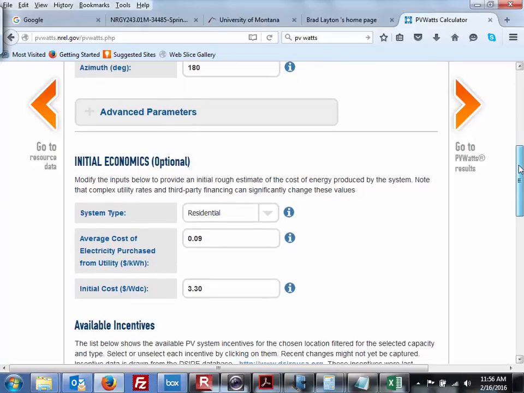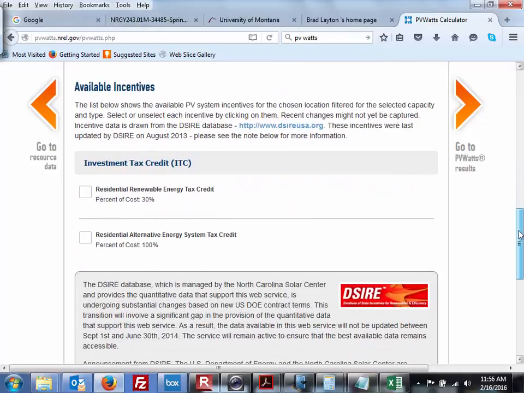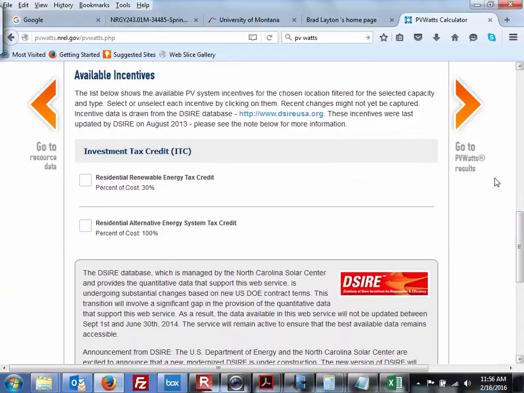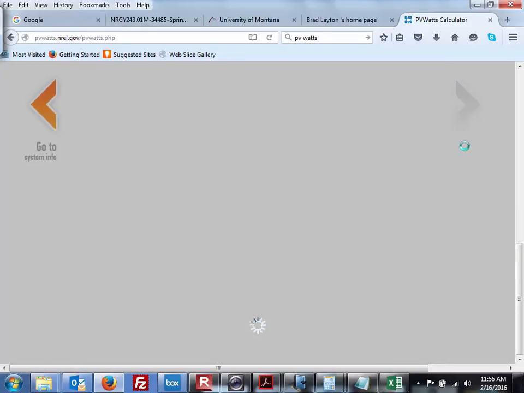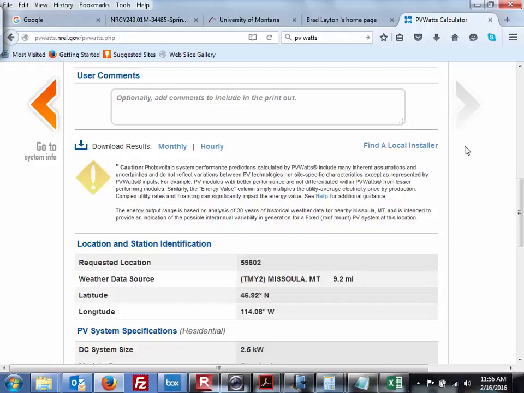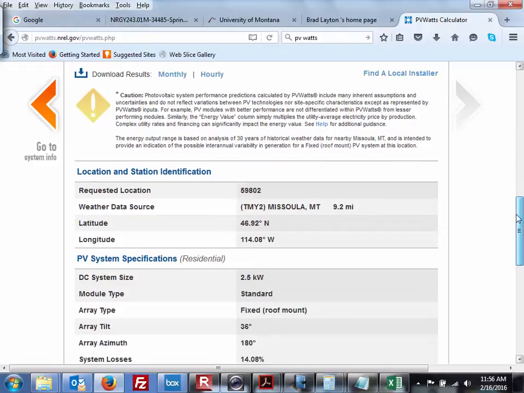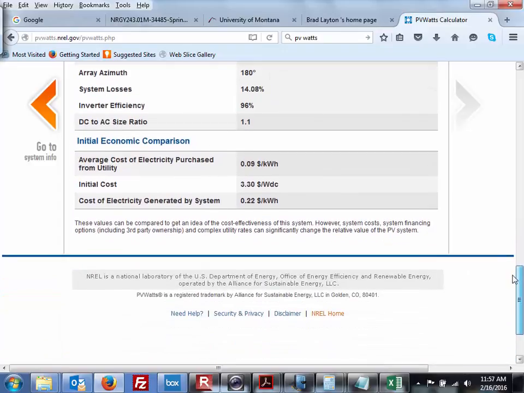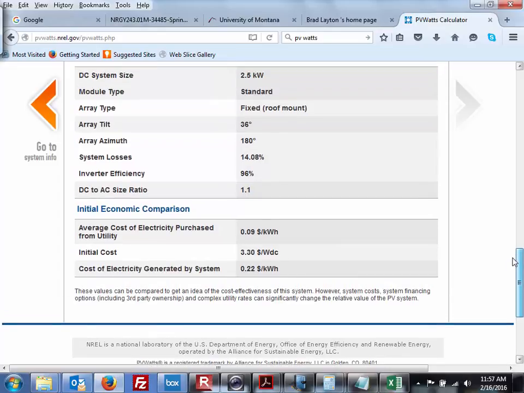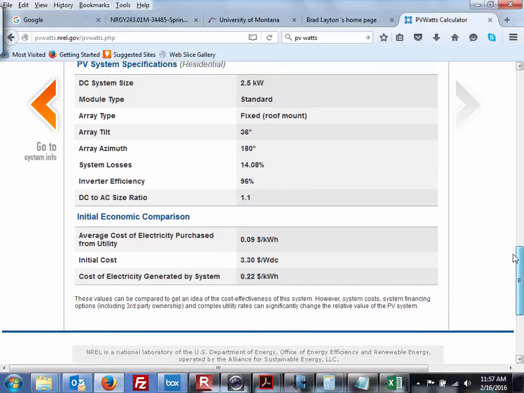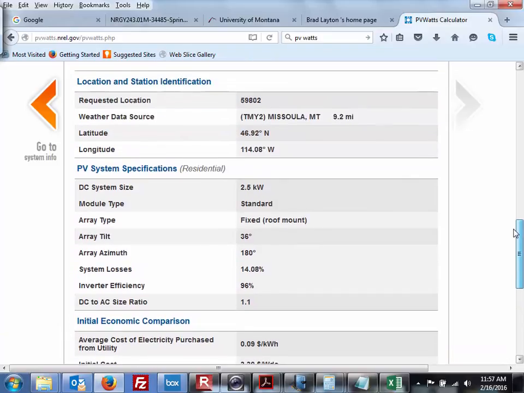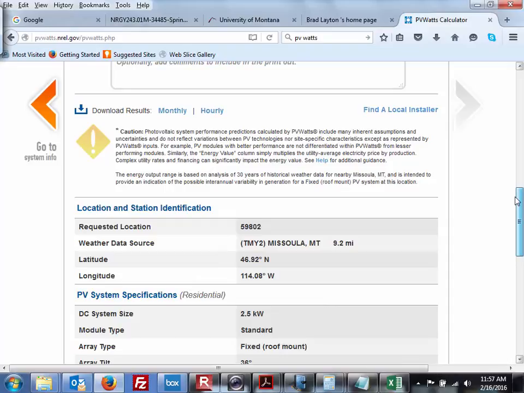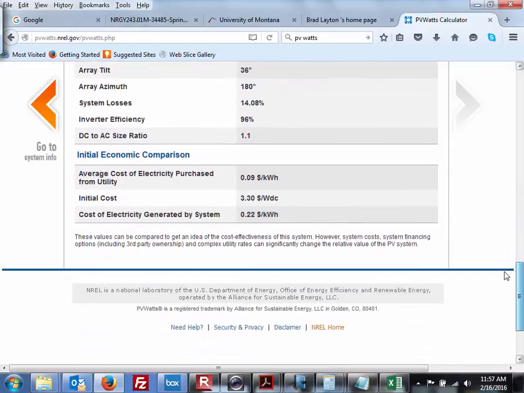Residential, fine, 9 cents. It's about right. Initial cost. This is pretty cool. Okay. Go to PV Watts results. 2.5 is what we put in. Fixed roof. Cost generated by the system. Find a local installer. Sweet.